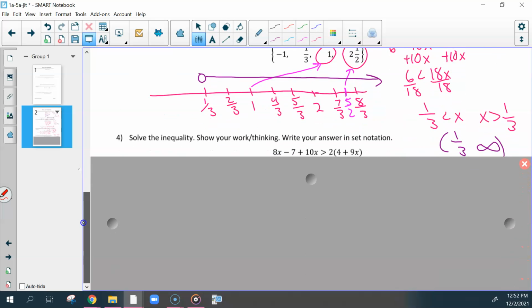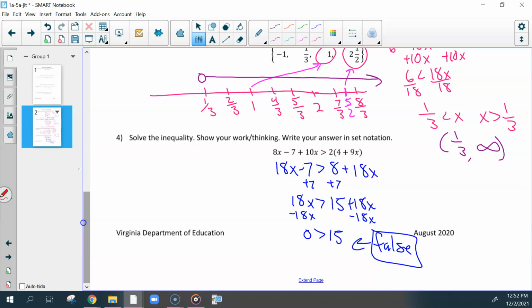This last one is a little different than the things we have seen, because as you start to solve this, depending on how exactly you solve it, you either got 0 is greater than 15 or like -7 is greater than 8. Either of those. Usually in an equation, when we get something like that, it's like no solution. But with an inequality, no solution wouldn't be the set.